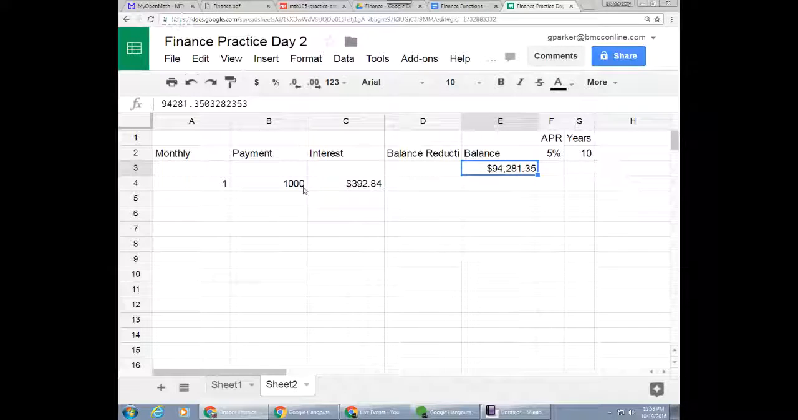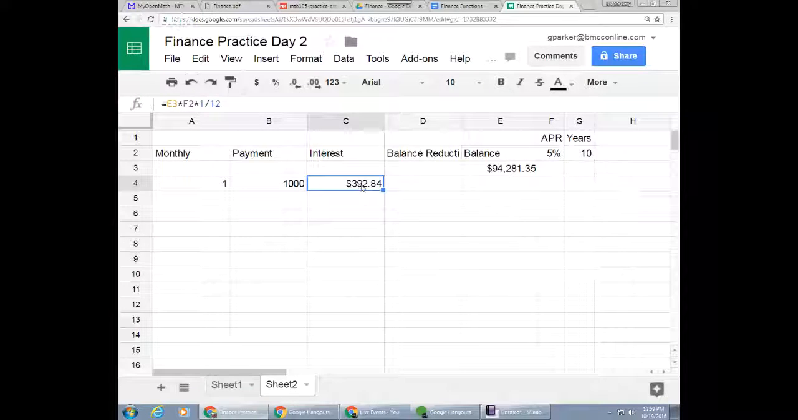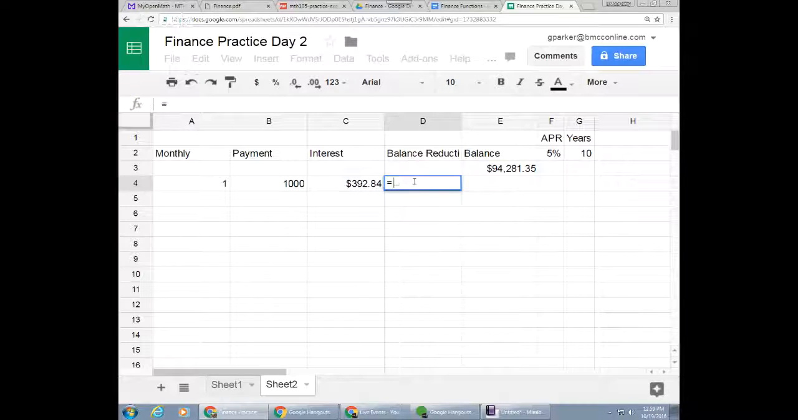So the bank gets my check for $1,000. The first thing they do is say, thank you for that $392.84 in interest. That leaves you 1,000 minus that to pay off your debt. So now my debt gets reduced by only $607.16. This is what happens at the bank.